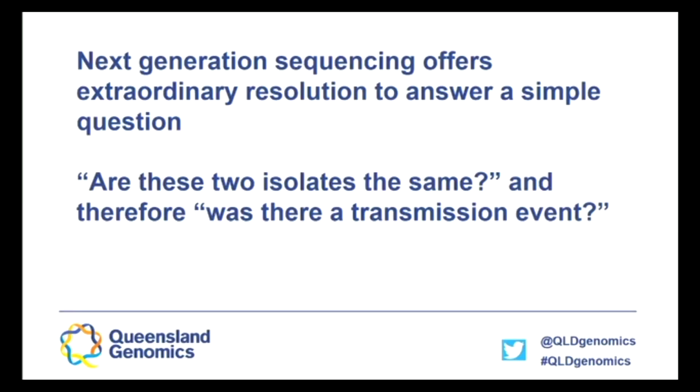So, I guess just in summary, next generation sequencing offers an extraordinary resolution to answer just a really simple question. Are these two isolates the same? And therefore, was there a transmission event or not? It's a really simple question, and one we probably thought we could answer, but actually this is the first time we can actually answer that question with any degree of certainty. And it makes a big difference.